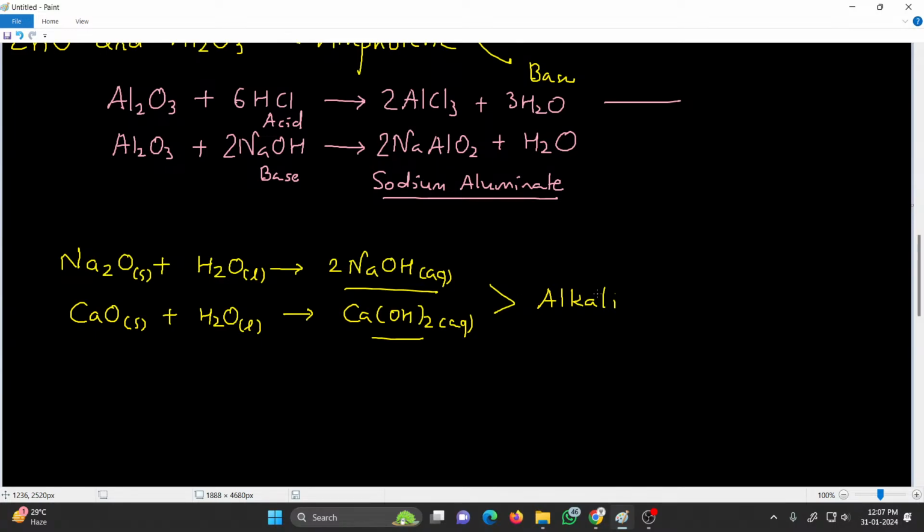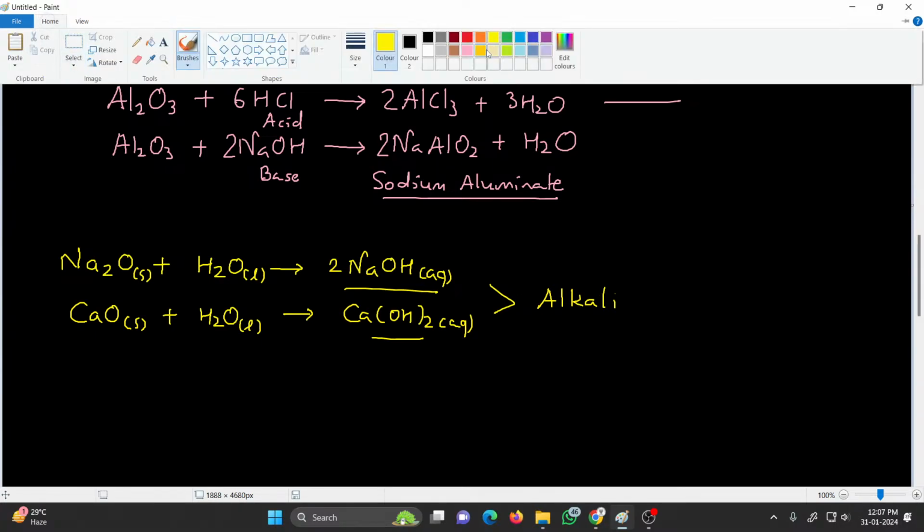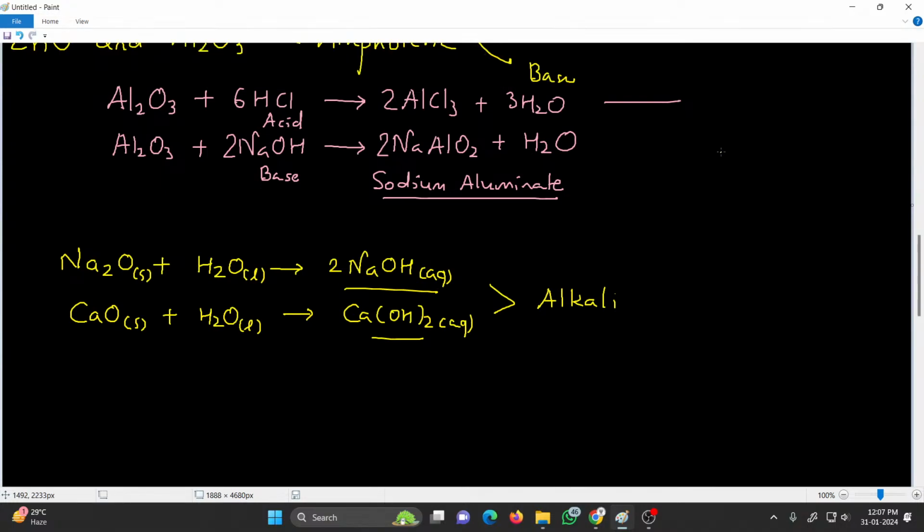Then different metals show different reactivities with oxygen. For example, sodium, potassium, they catch fire at room temperature, even at room temperature. So we can say that these metals are very highly reactive. Magnesium, it catches fire only on heating. Then aluminium, zinc, lead, iron, they form an oxide layer. They don't catch fire, but they make an oxide layer.